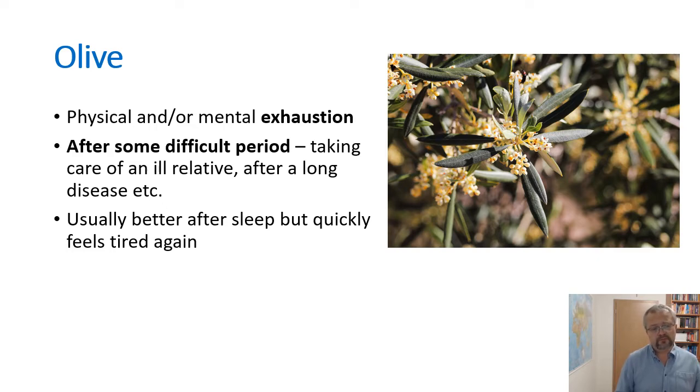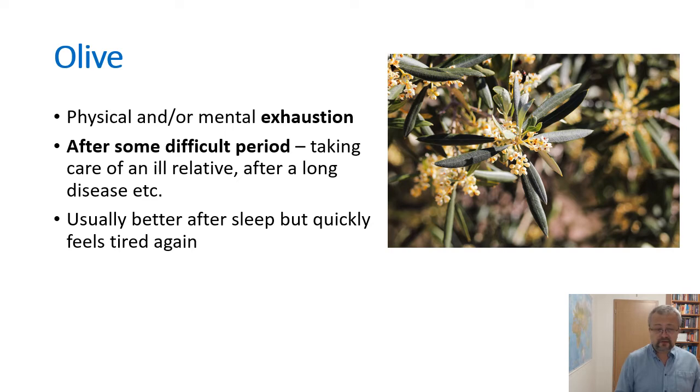Olive is for physical or mental exhaustion after some difficult period. There is usually some moment, some episode, some period that started it, that provoked it, like a protracted disease or taking care of some seriously ill relative, and so on. And these people are usually better after some sleep, but then they feel quickly tired again.